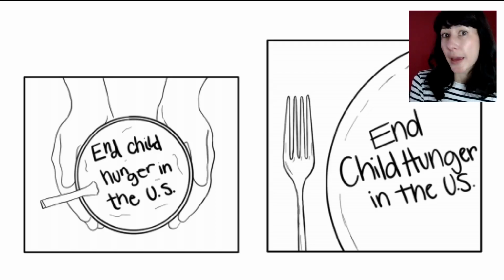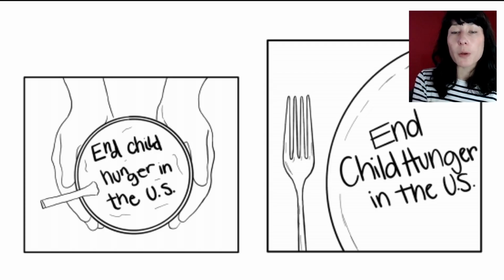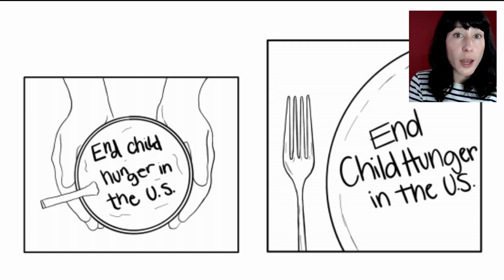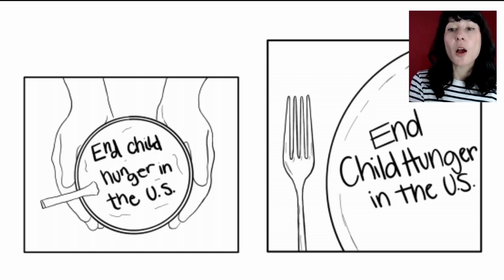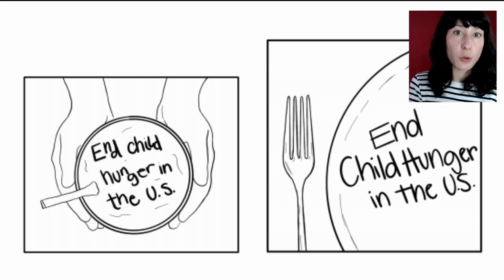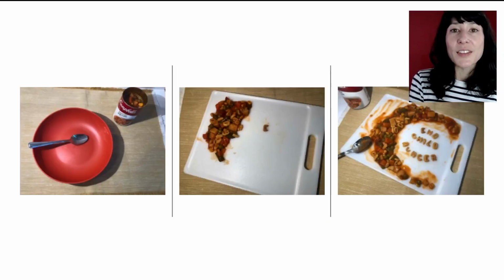For example, the hands offering a bowl of soup might work better with a design that's encouraging people to volunteer at a soup kitchen, while the design of a table setting might work better with a message to donate foods to a food bank.